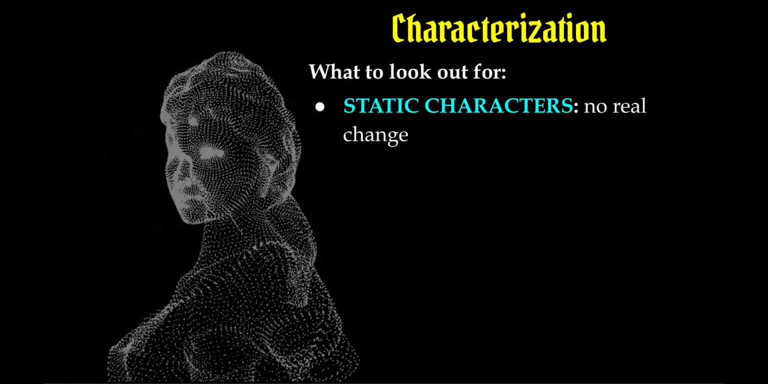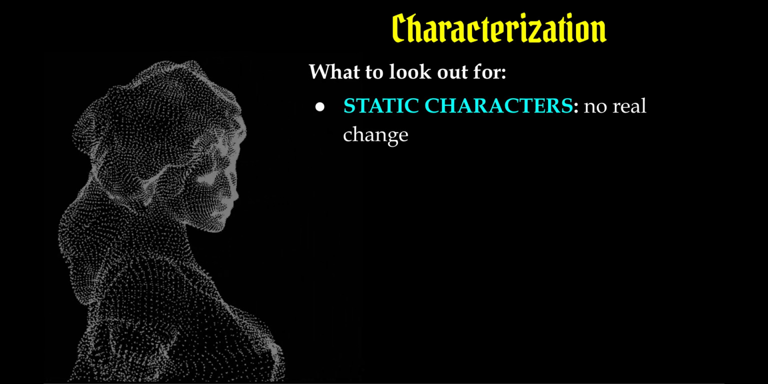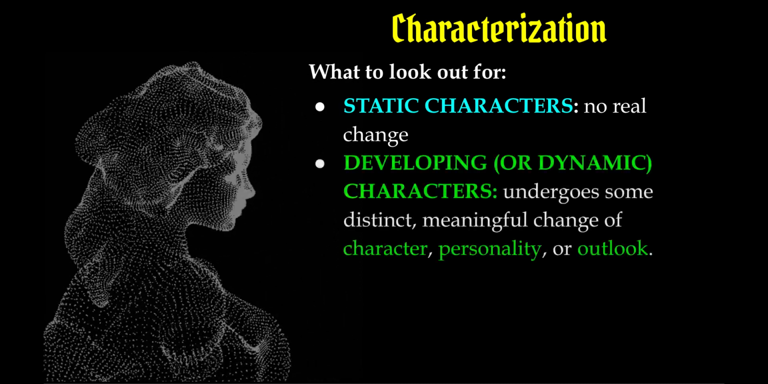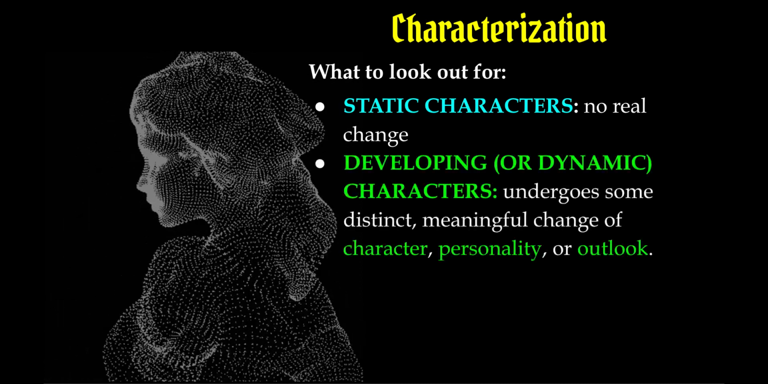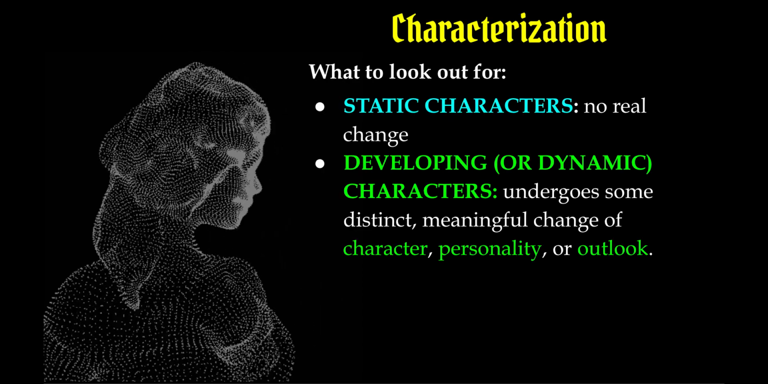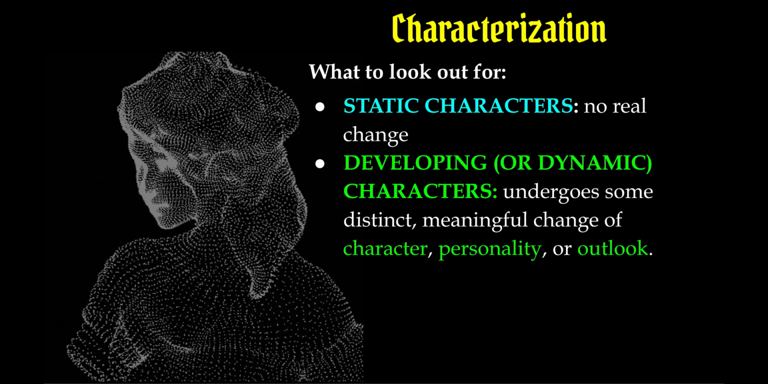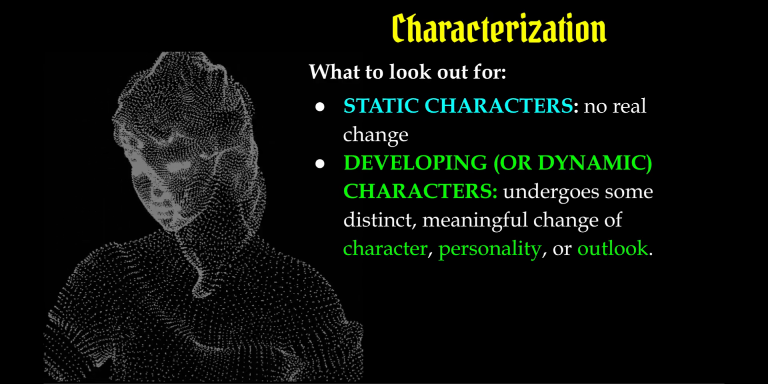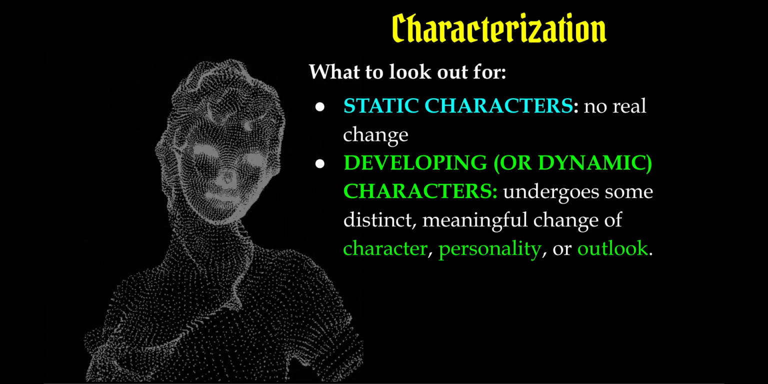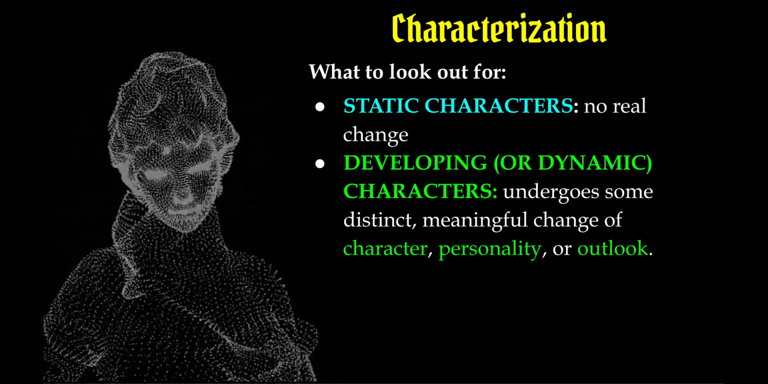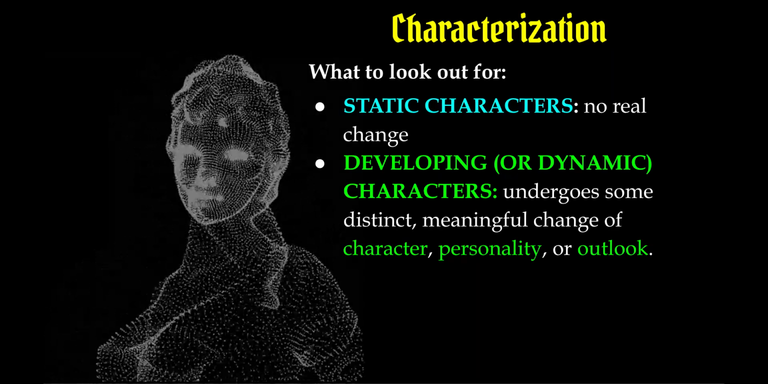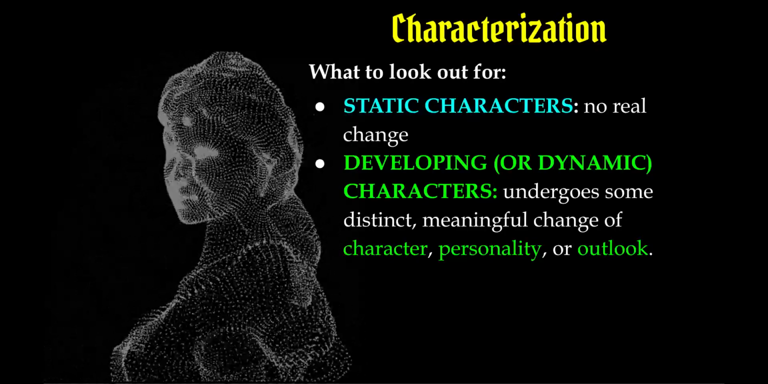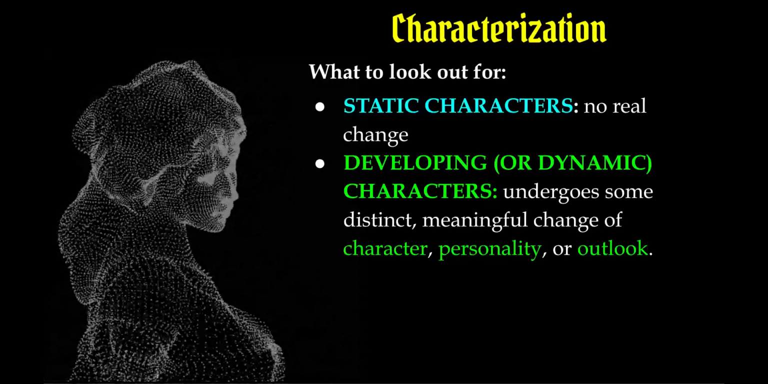And you also want to look out for, are there any static characters? Those are characters that stay the same. That's what static means. There's no real change, right? Or is this character a developing or dynamic character? You could call them either one, either developing or dynamic. I tend to use the word dynamic in class, so just be warned. And those are characters that change. They have some kind of meaningful change in their outlook, their personality, or their character, right? They grow as a human being, or they regress. You don't have to always grow.